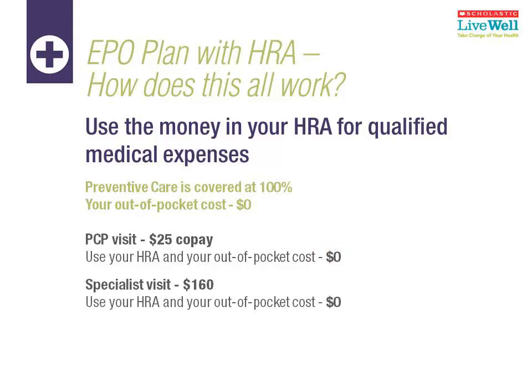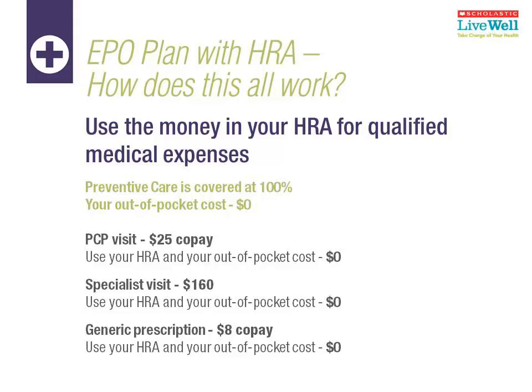Say you have to see a specialist or you need physical therapy. You haven't met the $750 or $1,500 deductible yet, so you have to pay the full cost for the visit, which in this case is $160. But once again, you have money in your HRA, so you pay $0 out of pocket.